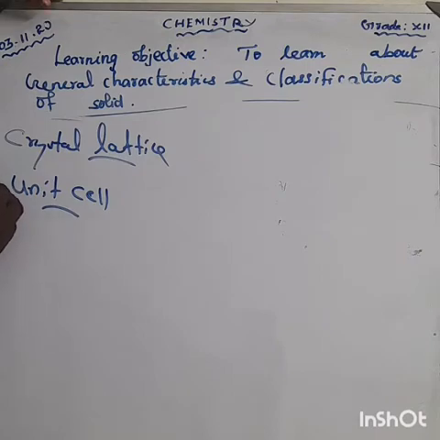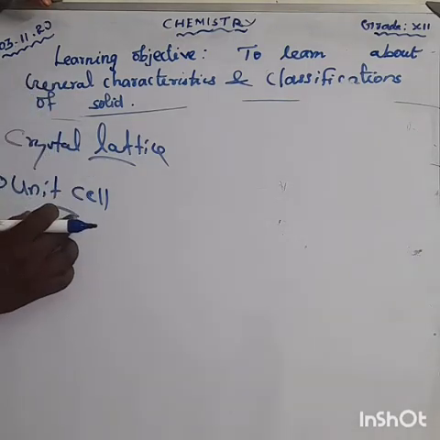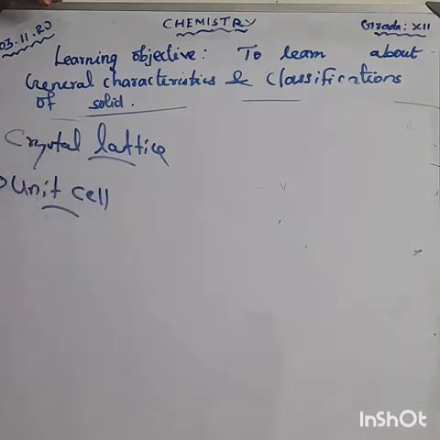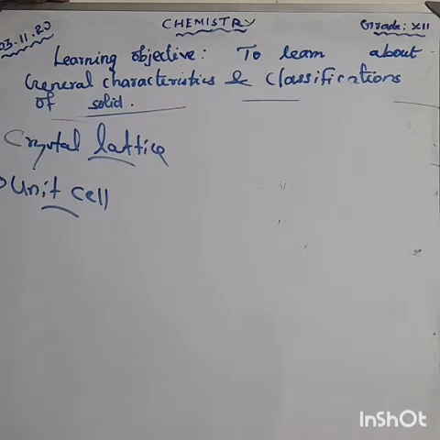The unit cell is very, very important. What is the unit cell? The fundamental repeating structural unit of the crystalline solid. That means the basic repeating structural unit of the crystalline solid is called the unit cell. And what are primitive and non-primitive unit cells?